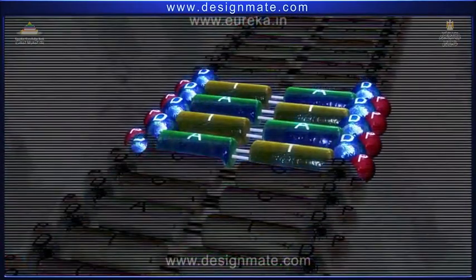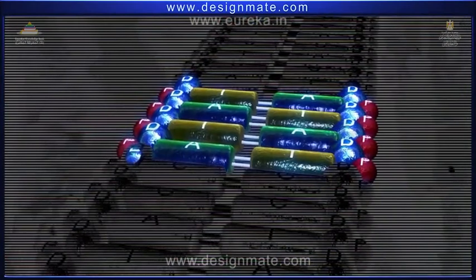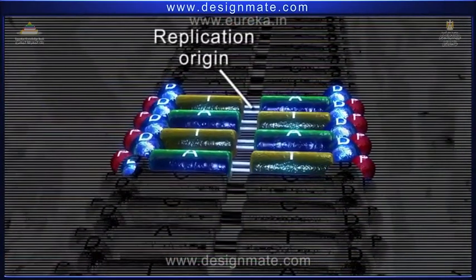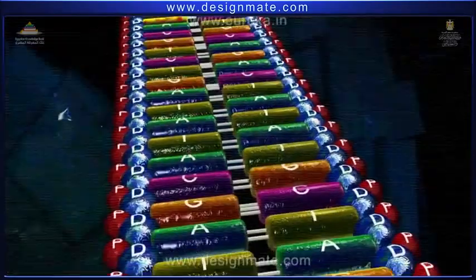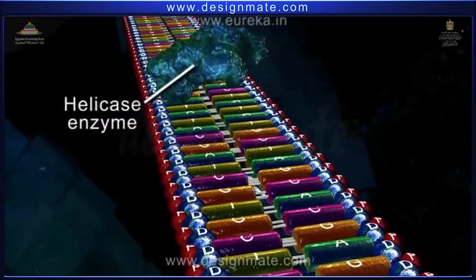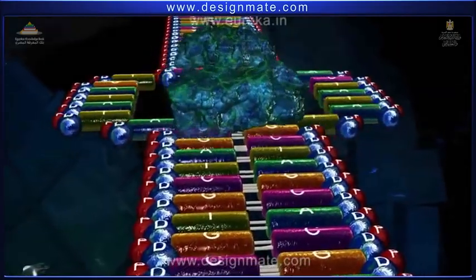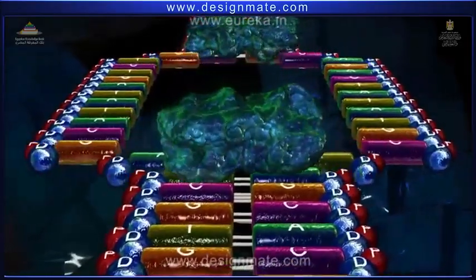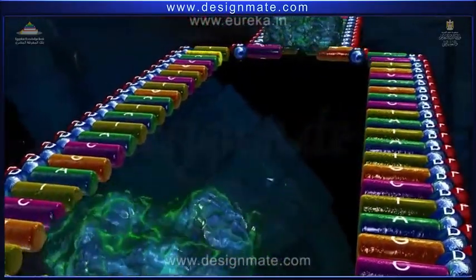At specific sites where the nucleotide sequence has repeated A and T base pairs, known as the replication origin, the enzyme helicase gets attached to each strand of the uncoiled DNA and helps in unwinding the DNA strands. The hydrogen bonds between these bases are broken down.